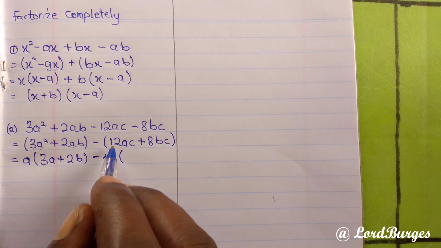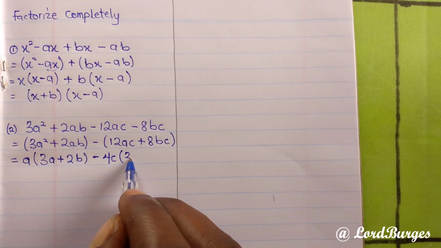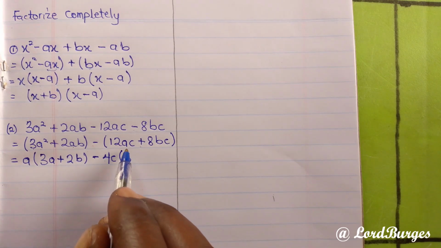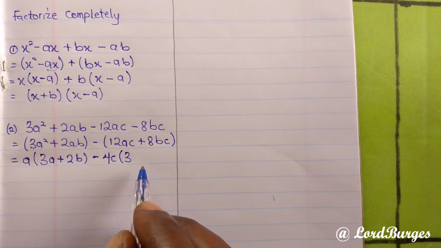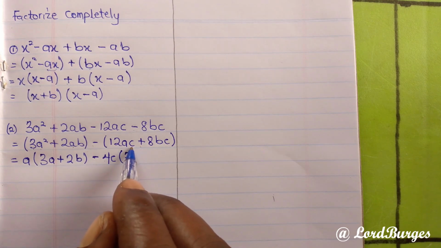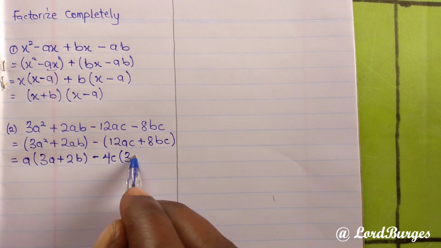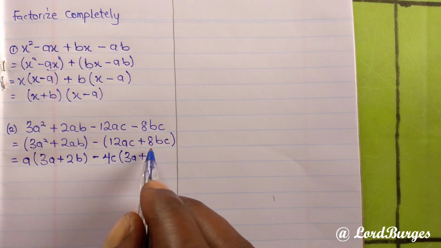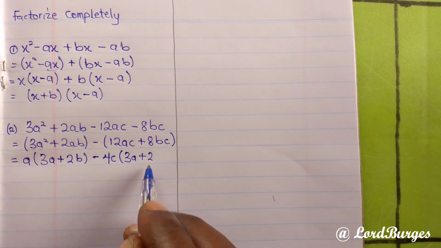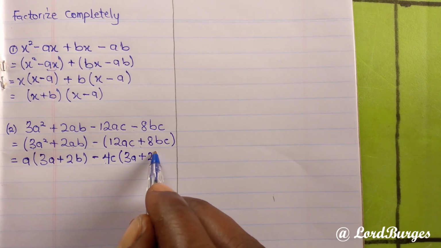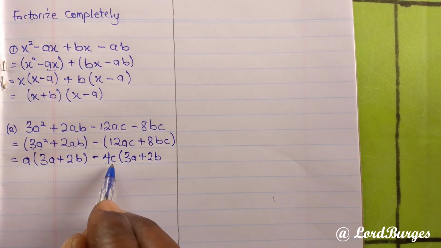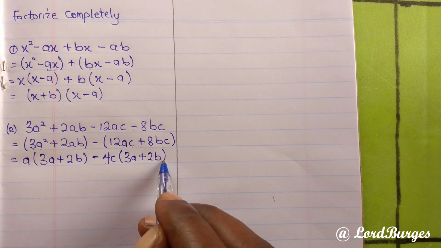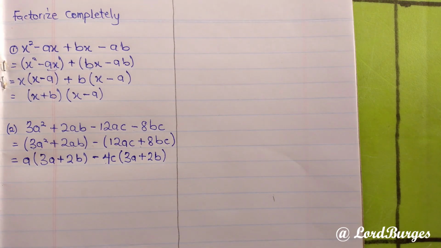Therefore, how many 4s are in 12? Which is 3. The c is out, so I'm left with the a, plus how many 4s are in 8? Which is 2. The b is there, but the c is already outside. So this is what I have in the bracket.